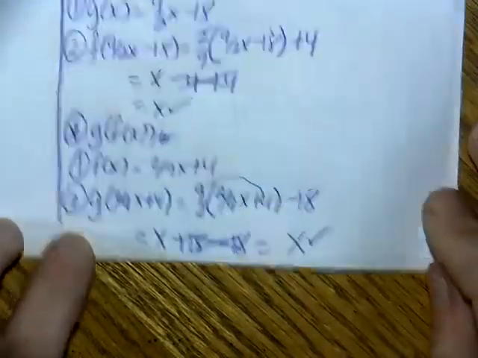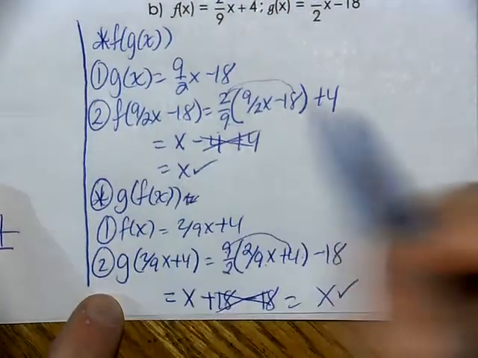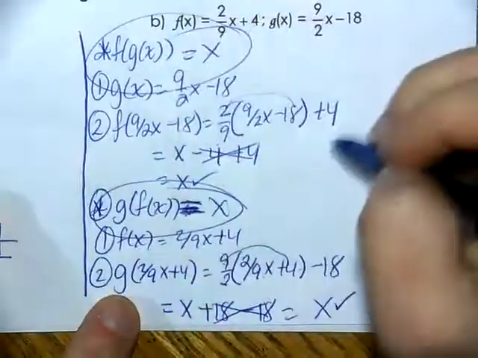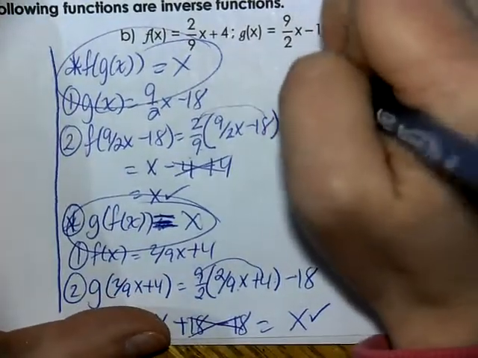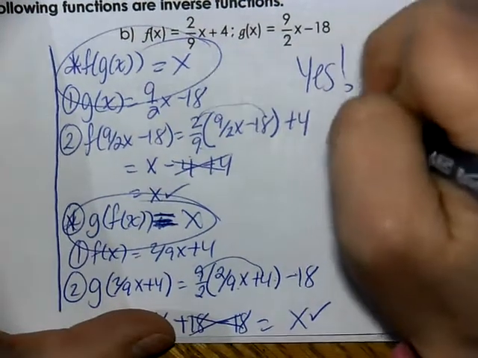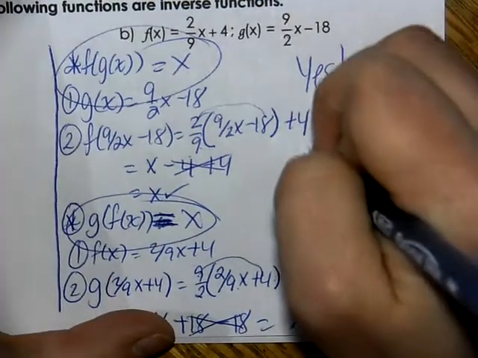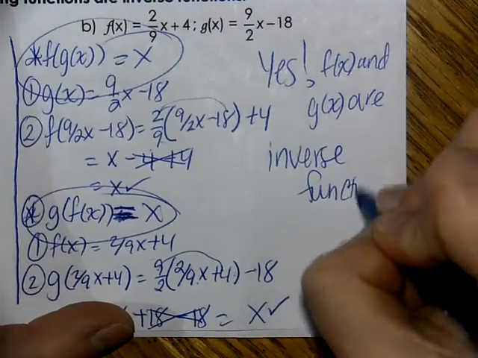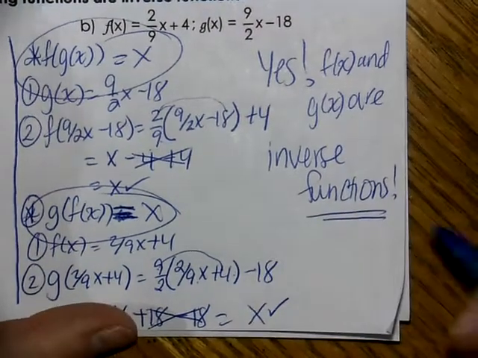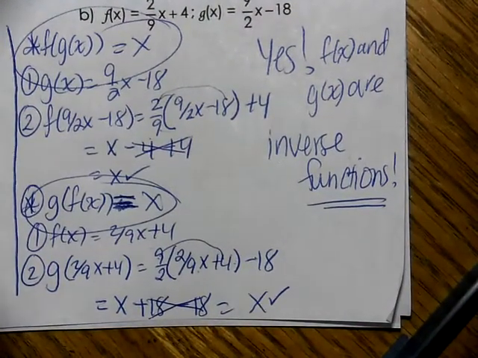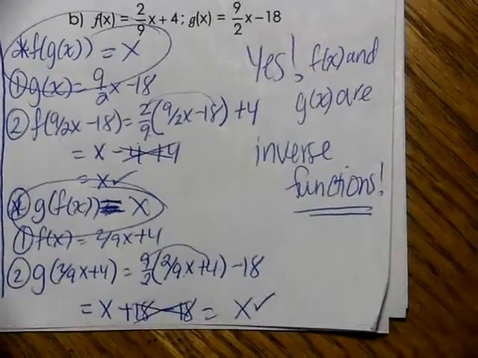We have just shown that both f of g of x and g of f of x ended up equaling x. And because they both ended up equaling x, they are inverses of each other. So yes, f of x and g of x are inverse functions. They are inverse functions. All right, let's go ahead and move on to the next page.